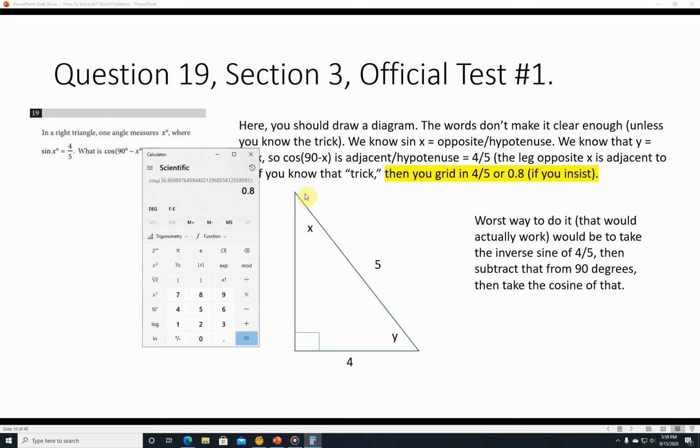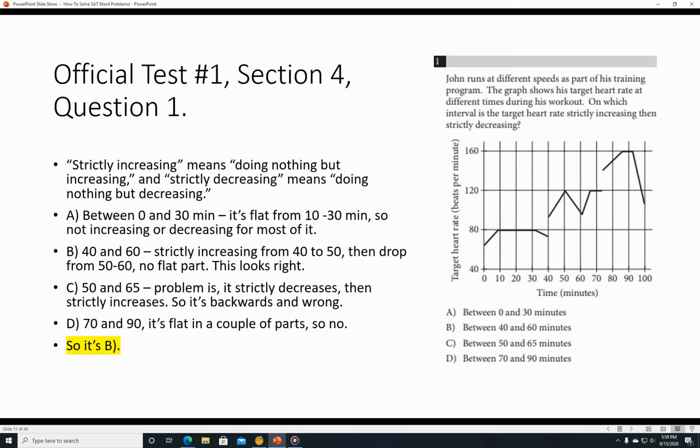So please make sure you just draw the diagram and recognize right away that, oh wait a minute, the cosine of y is the same as the sine of x, and it becomes much easier. You grid in 4.5. You can grid it in as 0.8 if you insist. All right, so there's a method to my madness here.